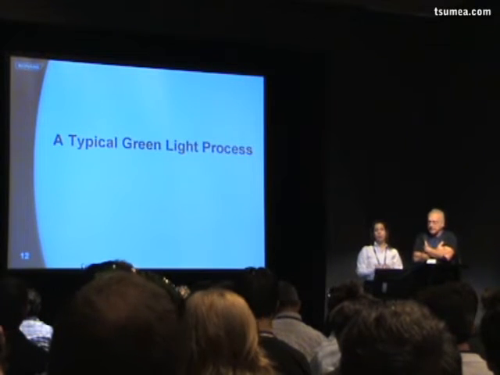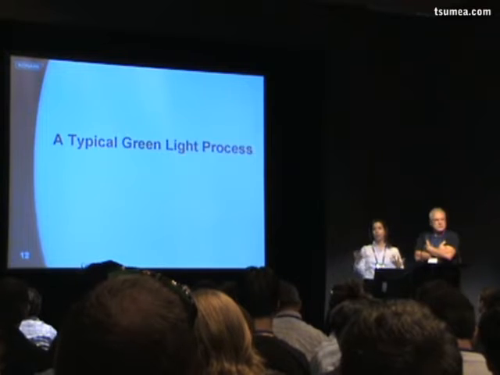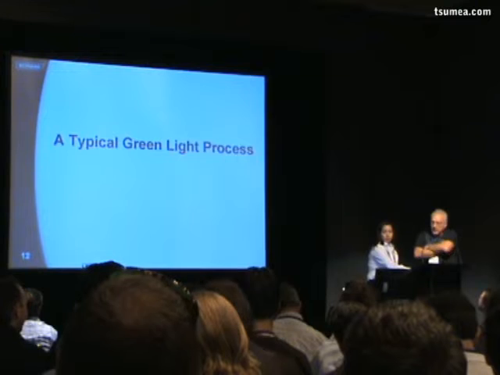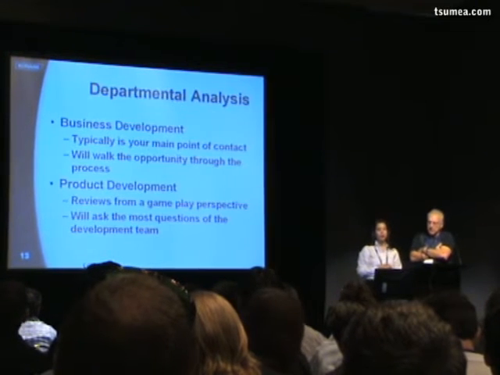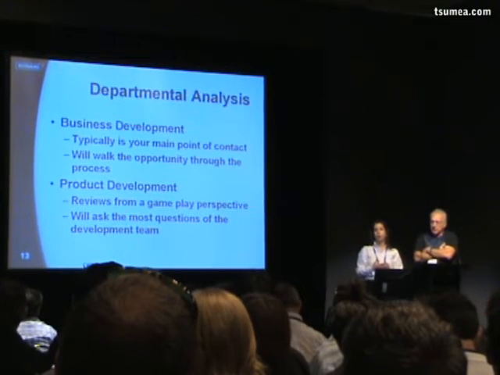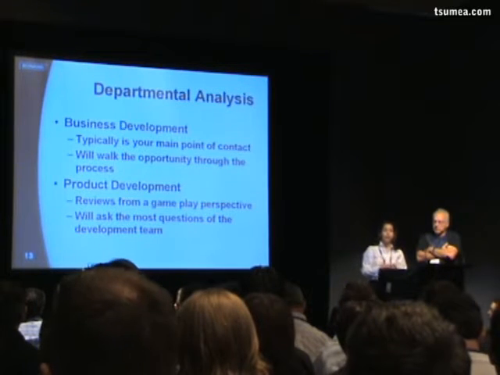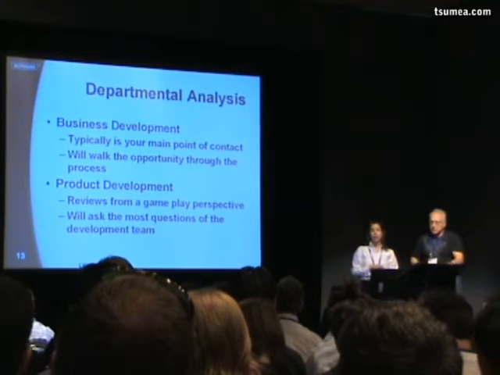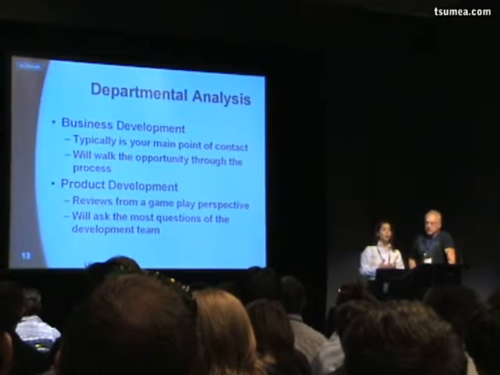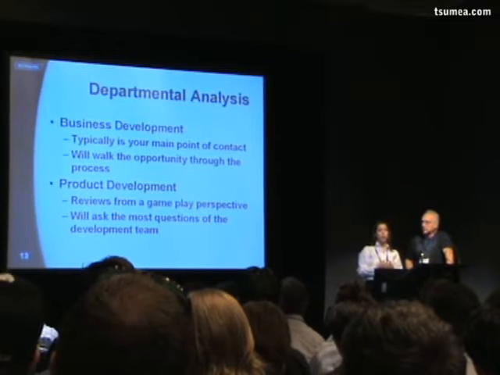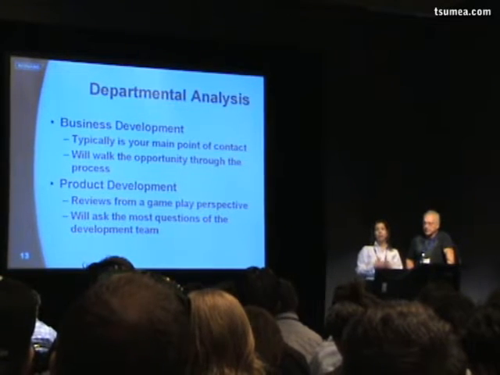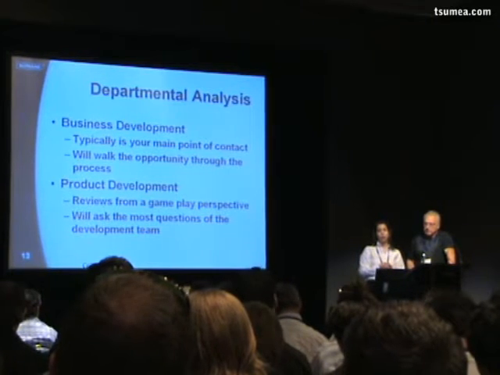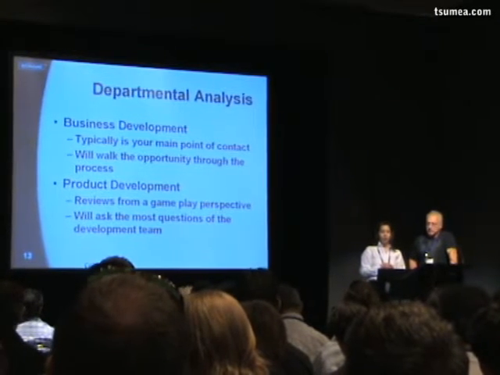So now we'll go through a typical greenlight process, and we're just going to basically apply the rules. Again, if you have any questions at any time, please let us know. Of course you go through analysis from the company, but you really go through a lot of analysis. You start with business development. They're usually your main point of contact, and they're going to be the ones who come back to you with additional questions. They're going to walk the opportunity through the entire process. They're the ones that have the connections throughout the entire company, and they're a very good resource to get a lot of information.